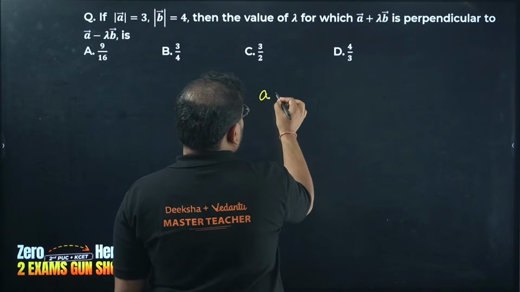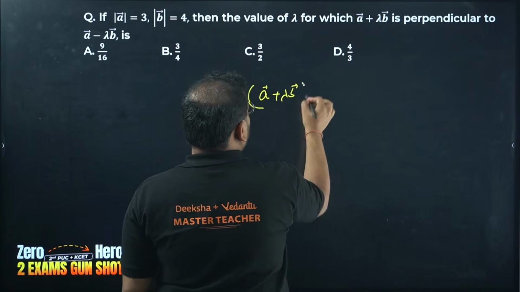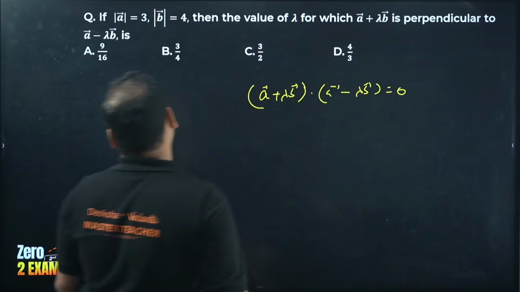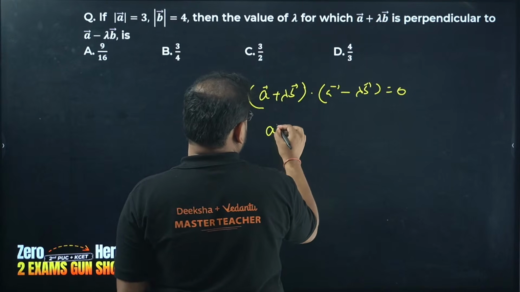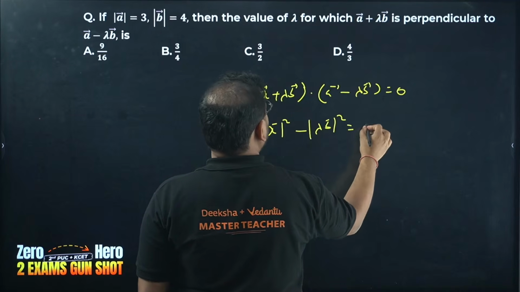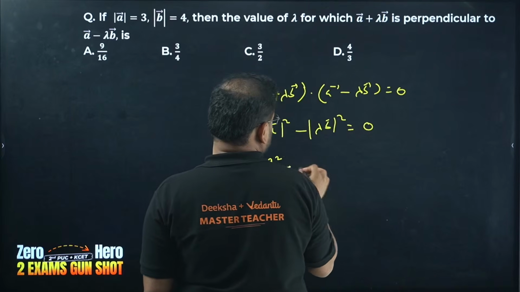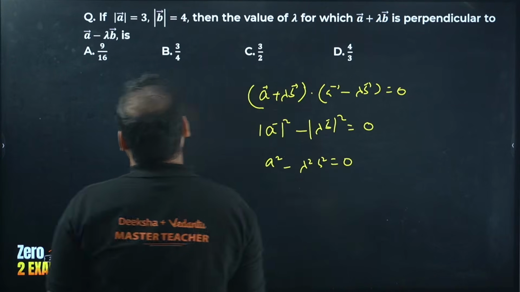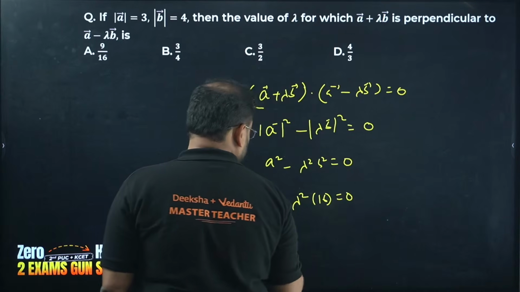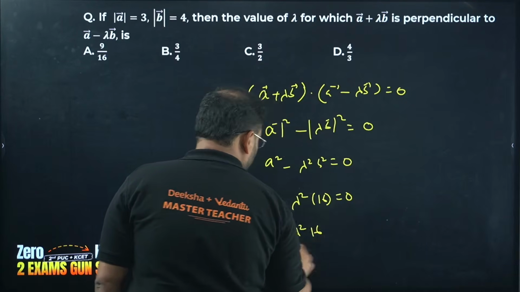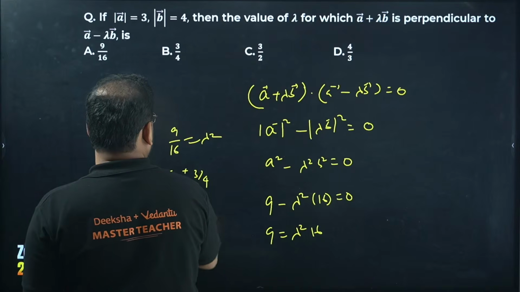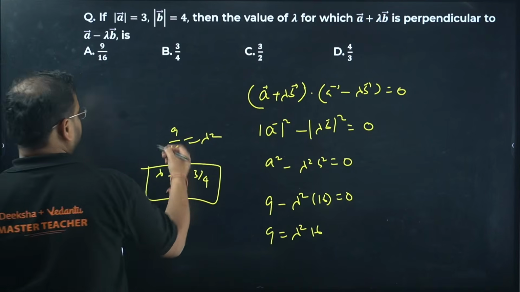Perpendicular means what? A plus lambda B dot with A minus lambda B is 0. Start doing from here. You get A square minus lambda B square will be what? 0. So you get A square minus lambda square B square is 0. We have the values now. This is given as 9 minus lambda square 16 is 0. On that side, 9 equals lambda square 16. So 9 by 16 is lambda square. So lambda is what? Plus minus 3 by 4. Plus minus 3 by 4. B.